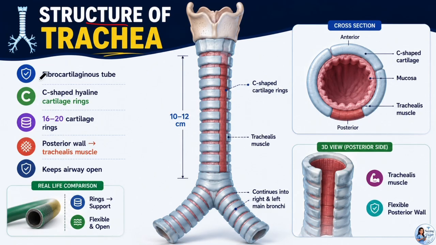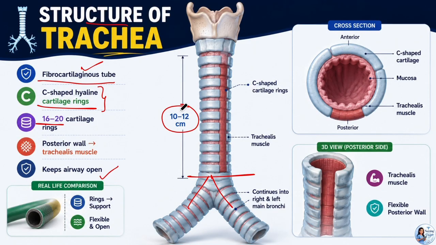First of all, the trachea is a fibrocartilaginous tube. In simple words, it is a flexible tube which is strengthened by the cartilages present in it so that the airway remains open all the time. Notice that its length is about 10 to 12 centimeters in adults, and it extends downward before dividing into right and left bronchi. One of the most important features of the trachea is the C-shaped hyaline cartilage rings, and there are usually 16 to 20 rings.